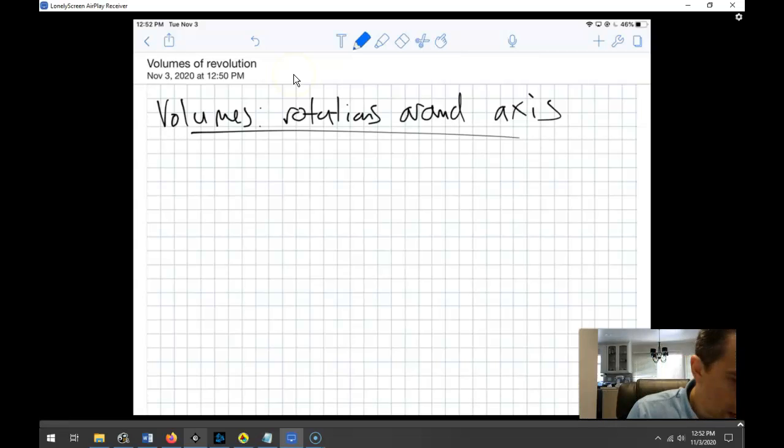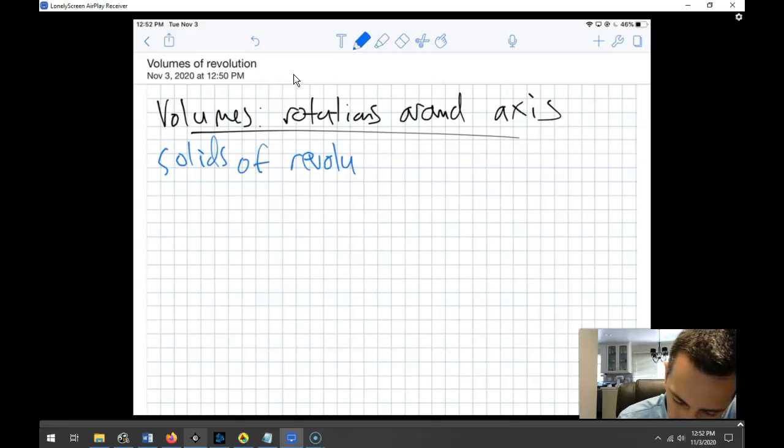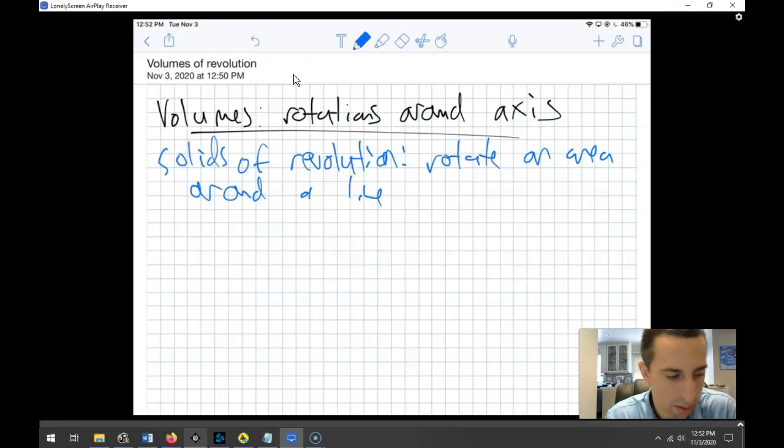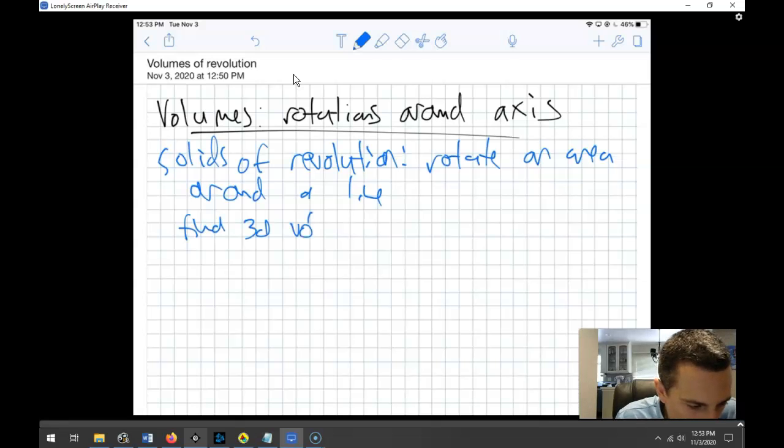So what we're doing today, we're doing what are called solids of revolution. And what a solid of revolution is, it's what you get when you rotate, or revolve, an area around a line. And for now, we're just going to be looking at horizontal lines and vertical lines and not worried about diagonal lines because the math gets pretty messy. So we're going to be finding a three-dimensional volume. So let's look at an example here.